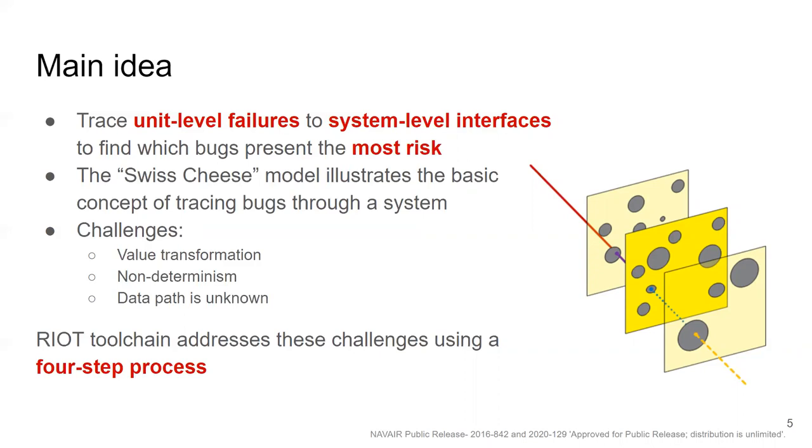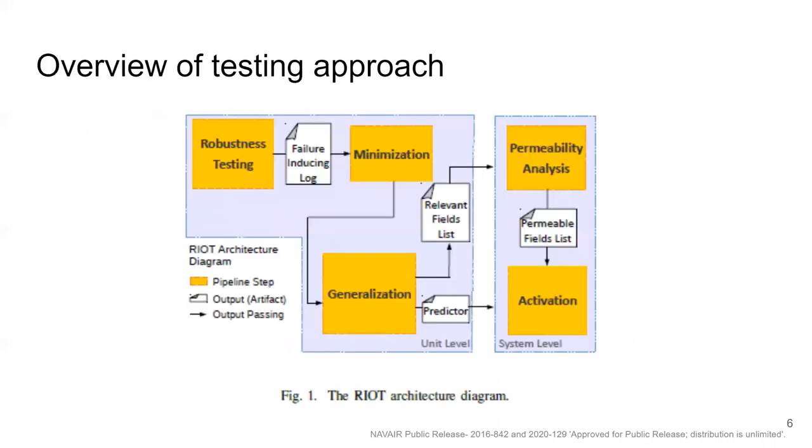The Riot toolchain addresses these challenges using an automated four-step process. In Riot, we start with unit-level robustness testing, then generalize the test case to a unit-level rule, and use this rule and permeability analysis to produce a system-level input that activates the bug externally. Each of these steps produces an artifact that, on its own, is useful for debugging.